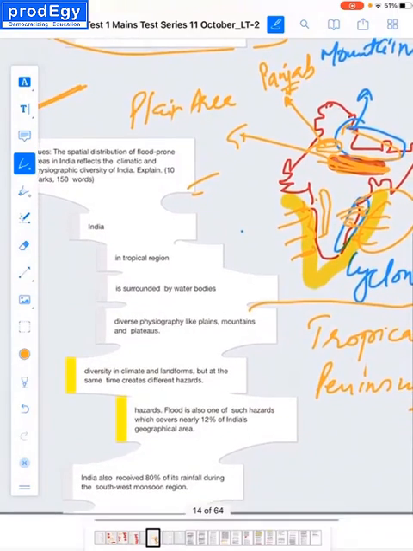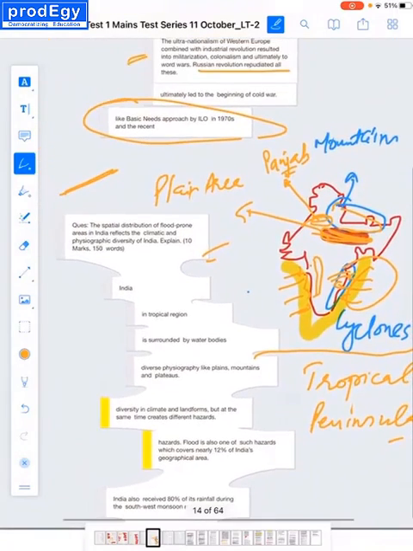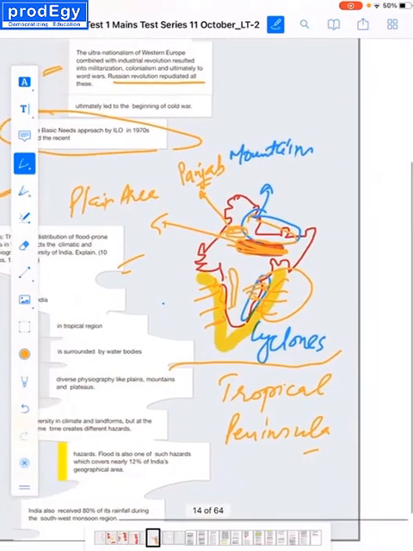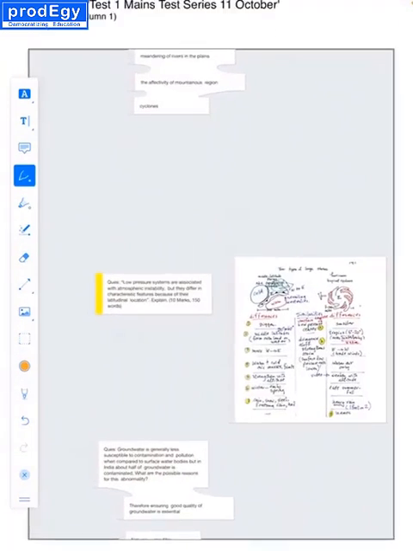So in this question you have to mention all these things, that because of locational factors, climatic factors, the subtropical climate of India, peninsular location, mountainous region, plain region, and concentration of rainfall during the monsoon period, India witnesses floods in different areas, but all these floods are caused by different factors.